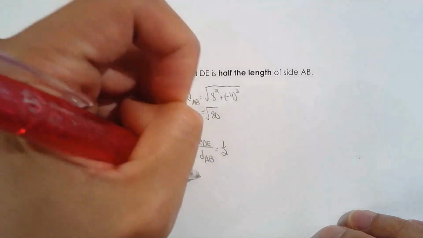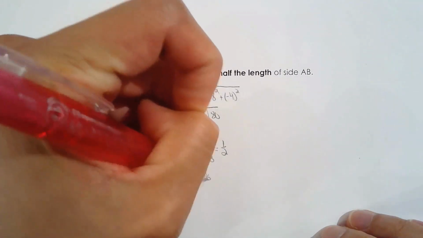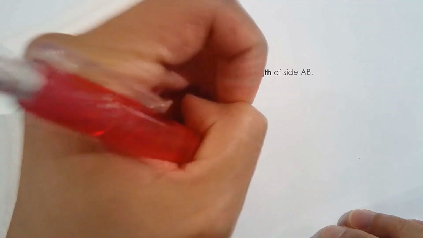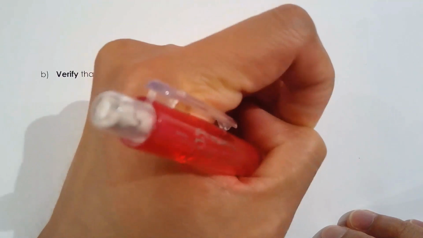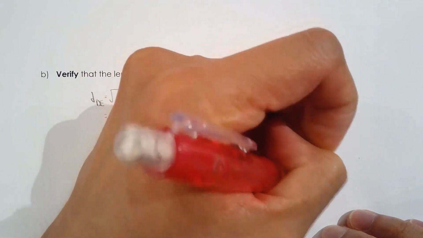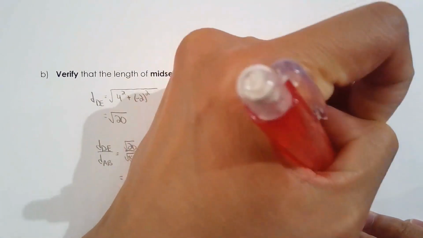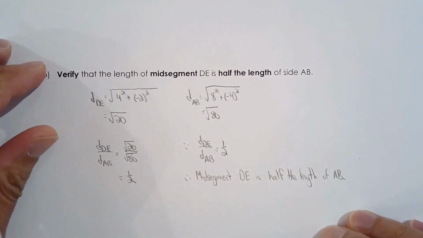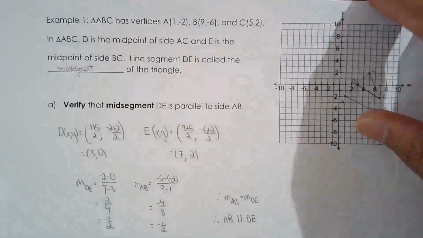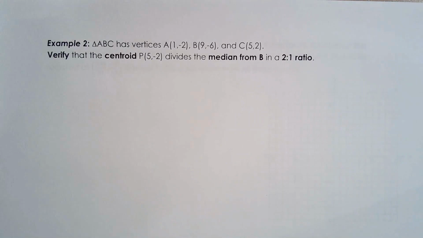The length of midsegment DE is half the length of AB. Okay, so that's one property. Let's do another one.